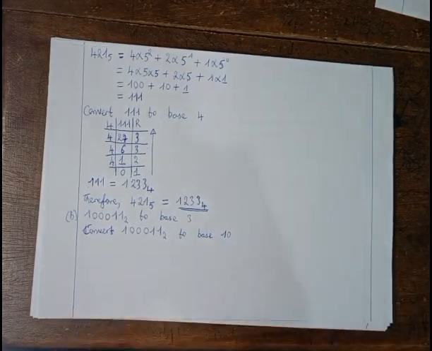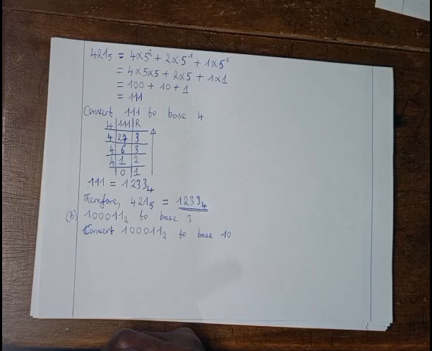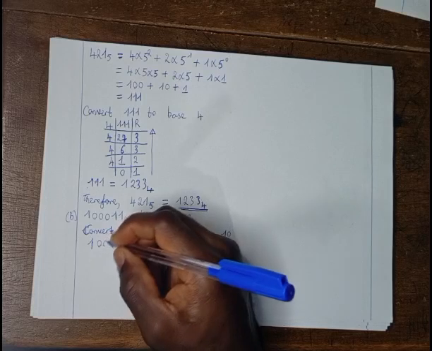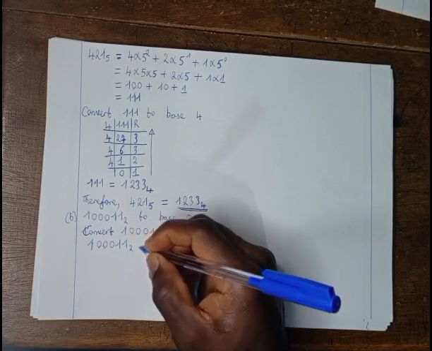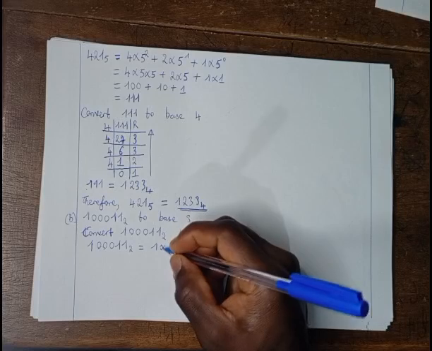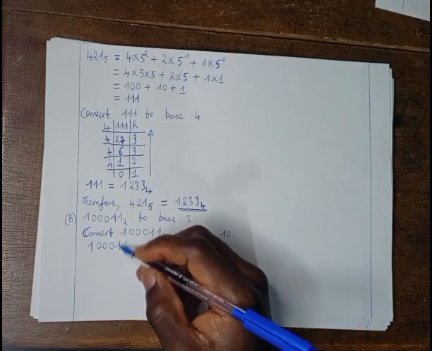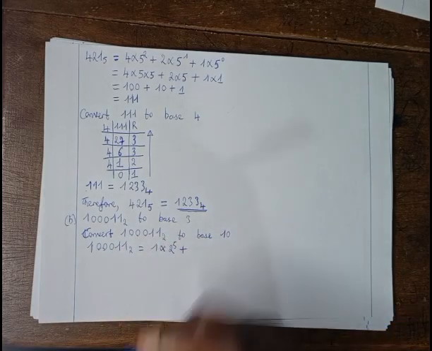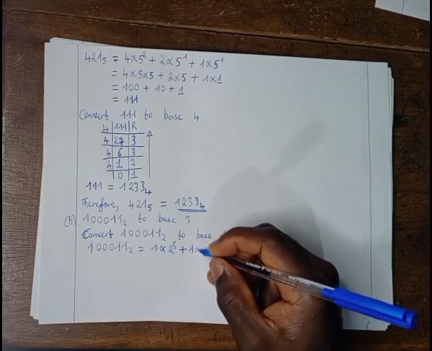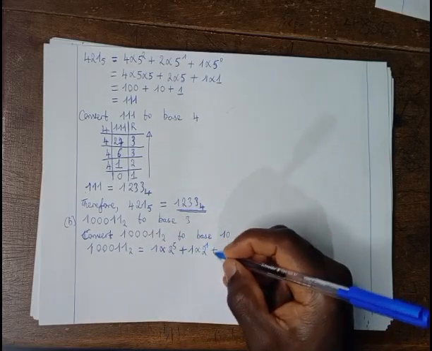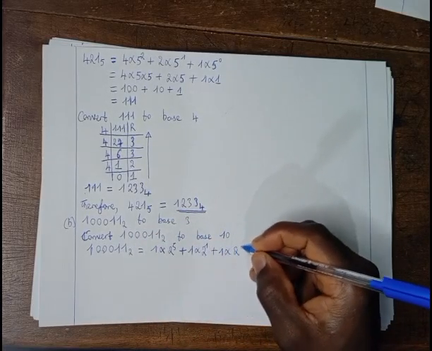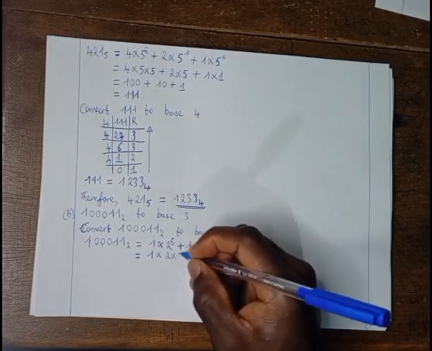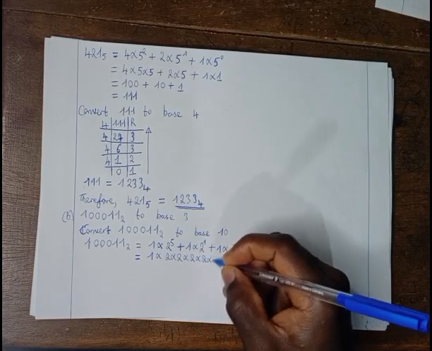And for us to perform this conversion, we need to write the number in expanded form. Then we simplify: 1, 0, 0, 0, 1, 1 base 2 is simply equal to 1 times 2 raised to the power 5, plus the next digits are 0, 0, so we are going to ignore them. We move now to 1 times 2 raised to the power 1 plus 1 times 2 raised to the power 0. This will simply be equal to 1 times 2 times 2 times 2 times 2 times 2.